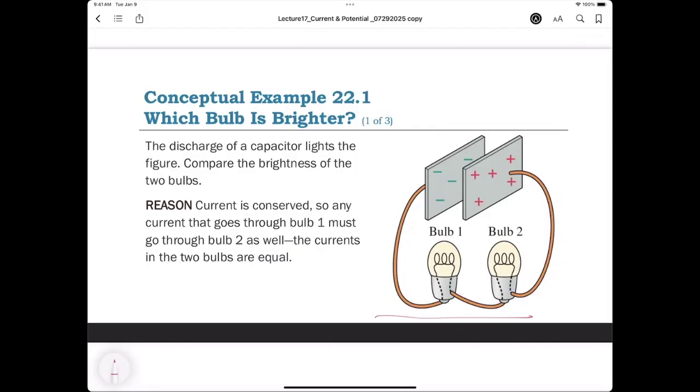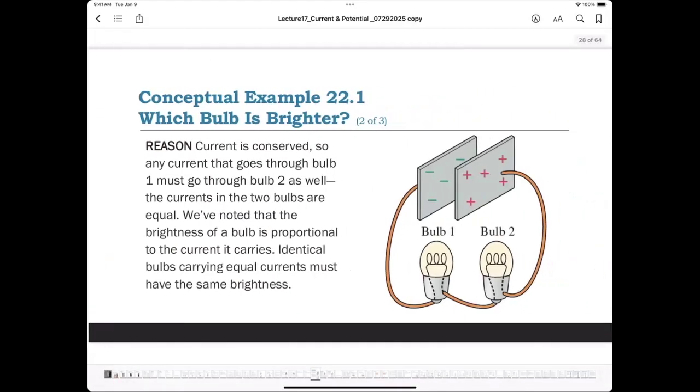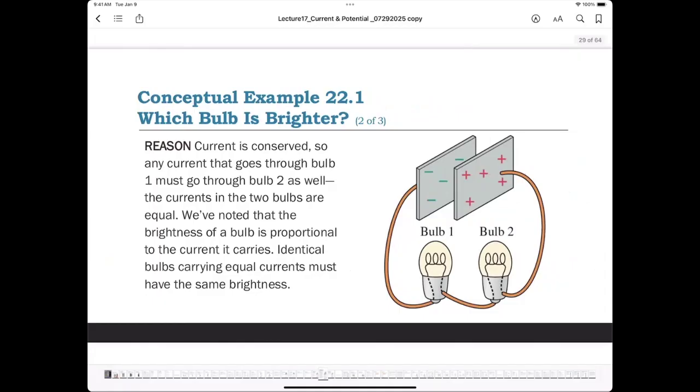Current is conserved, so any current that goes through bulb one must go through bulb two as well. We talked about that just now. The currents in the two bulbs are equal, which means the brightness is the same. Am I right?